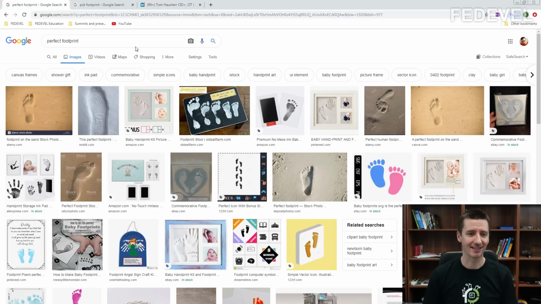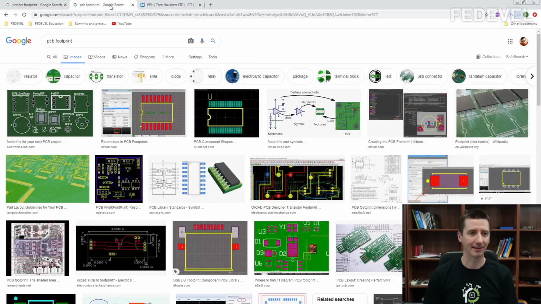And of course, not this kind of footprint, but this one. After you finish watching this video, you should have a lot of information about how to create really good footprints.